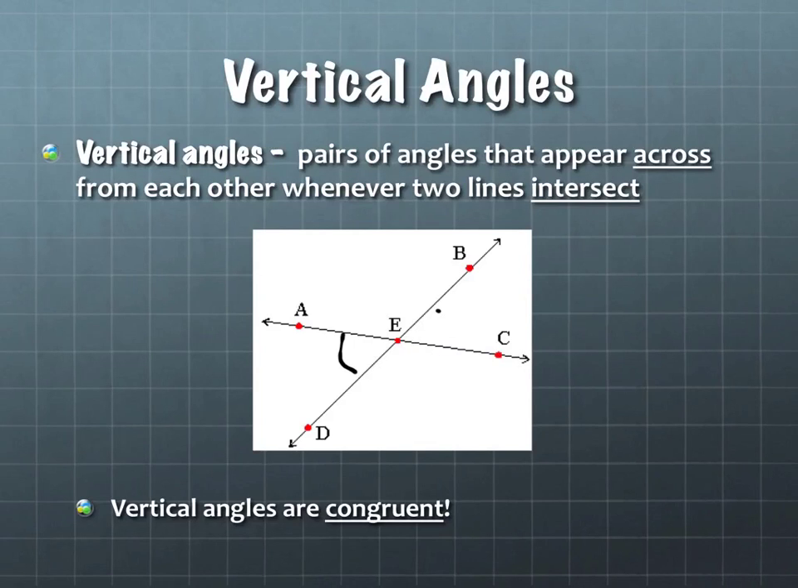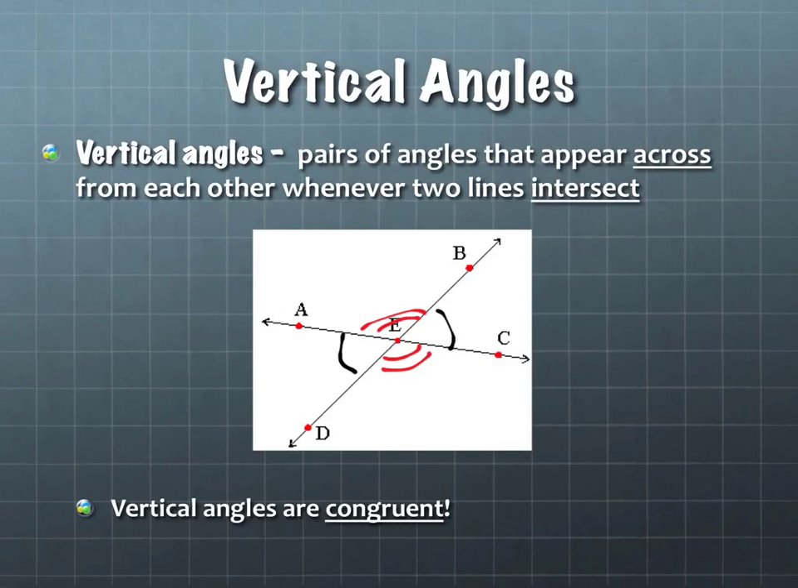So this one and this one would be considered vertical angles. And so would the top one and the bottom one. This one and this one, those would be vertical angles. And super cool to know, vertical angles are congruent. Remember, congruent means equal measure.